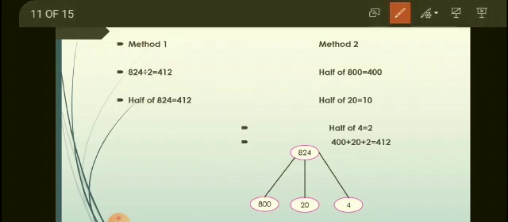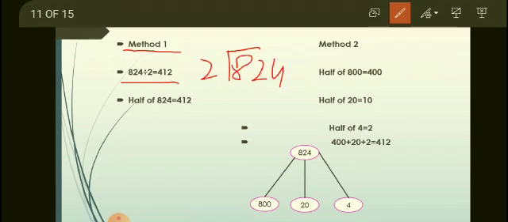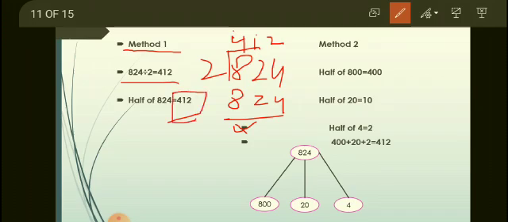Finding halves. As we learned from the learning objectives of this video, half is the opposite of the double, so there are two methods. In method number 1, we divide the number like this: 824 by 2. 2 fours are 8, 2 ones are 2 and 2 twos are 4. So 412 is my half of 824.